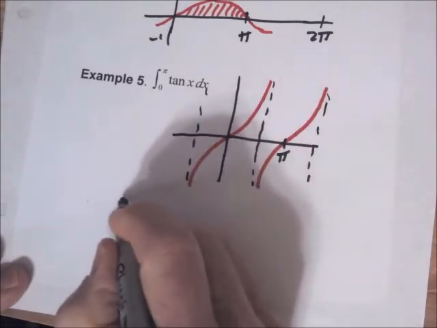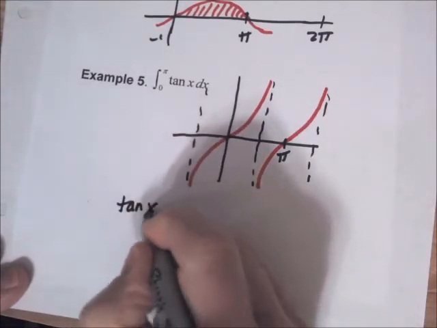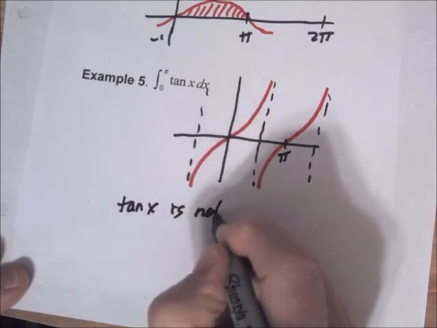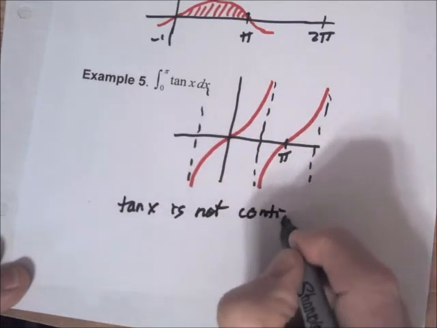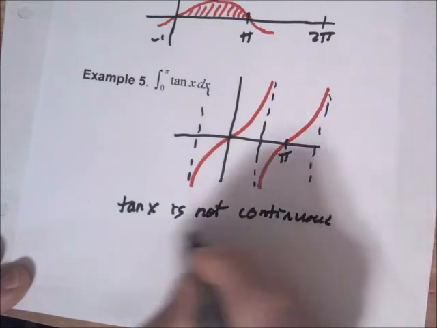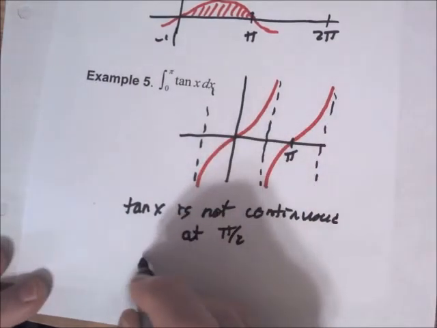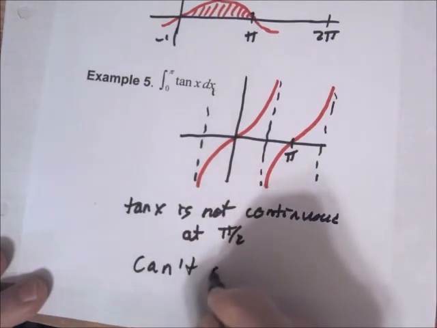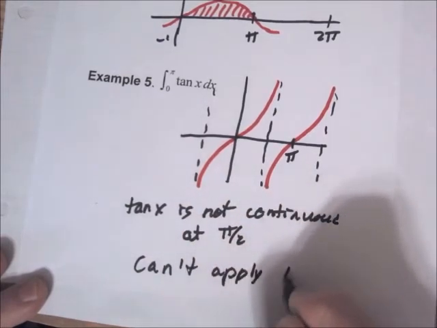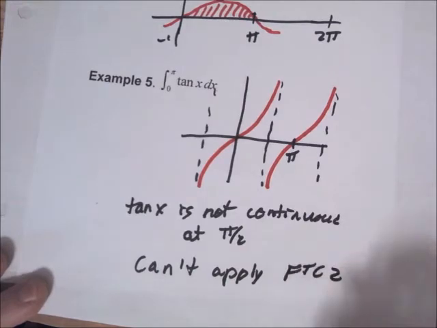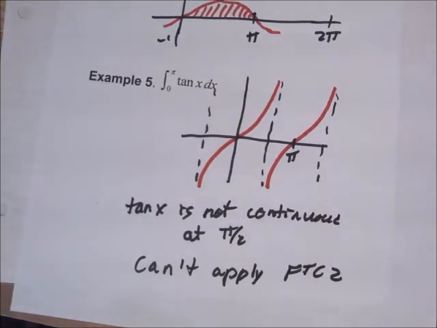So the tangent of x is not continuous at pi over 2, so you can't apply the second fundamental theorem of calculus to evaluate that integral. Okay.